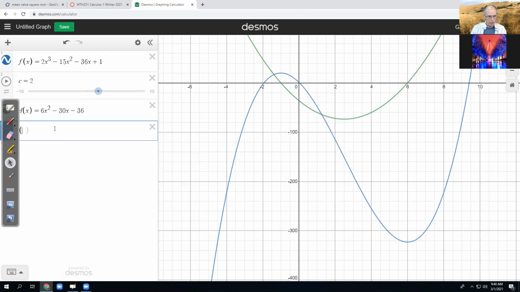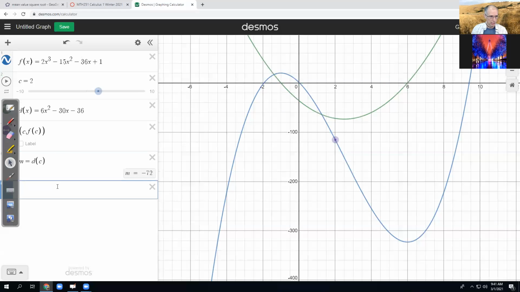And then I want to use that to find the slope of a tangent line. A couple of things I need here. I want the point C, f of C. And I want to know the slope at that point. So let's call that m equals the derivative at C. Okay, so the slope is -72. We can see, yeah, it's definitely negative in this region right there. And then I want the tangent line: y minus y1, f of c, equals the slope m times x minus c.